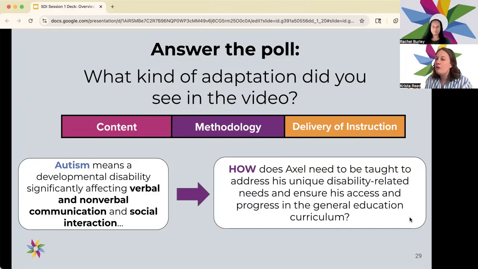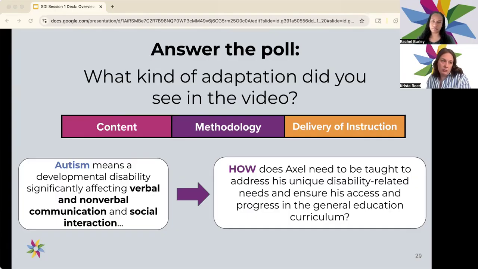The poll didn't let you vote for more than one, but we discussed how giving him the large Venn diagram mat and having him use the sentence strips to place it where it belongs was an adaptation to the methodology, right? He still read the same stories. He was still comparing and contrasting the two stories. He was using the same graphic organizer as everyone else, but we adapted how he responded and how he was able to utilize language in that lesson. And then the delivery, we thought it was interesting.